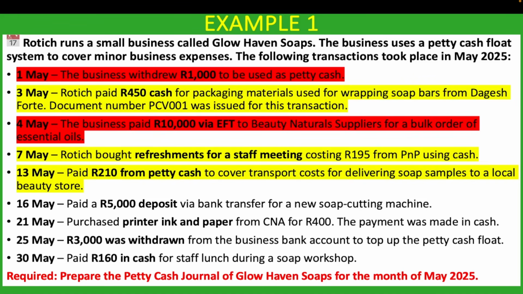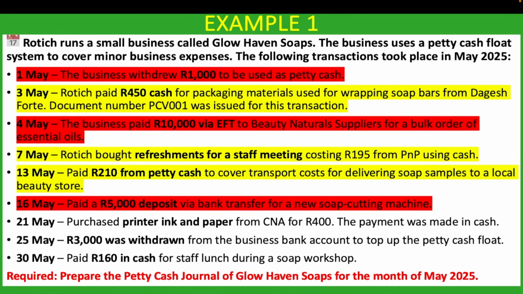On the 16th of May, paid 5,000 Rand deposit via bank transfer for a new soap cutting machine. I hope you know that does not go into the petty cash journal. That was via bank transfer. We didn't pay cash to anyone. We didn't take out money from petty cash, that is. So we're going to highlight that in red as it does not go into the petty cash journal.